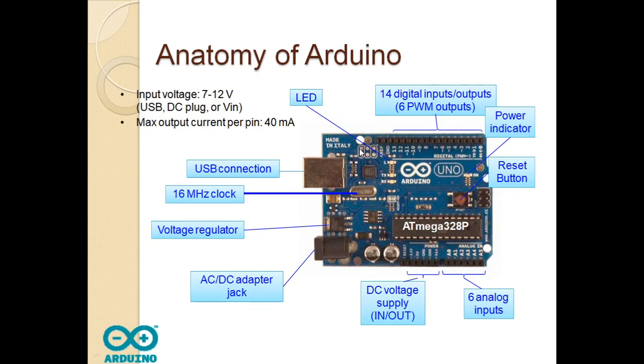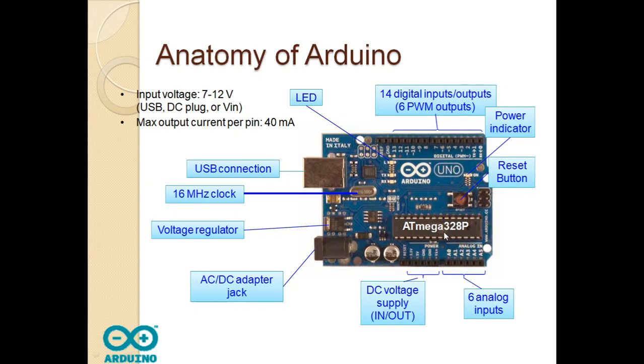Then along with the Arduino Uno, you will get one wire as well, which is for the USB connection. One end of the wire will be connected to this jack and the other end can be connected with the computer. Through this wire the communication happens between the computer and the Arduino Uno. Then we have a 16 megahertz clock or oscillator, and then we have a voltage regulator also, which regulates the voltage on the Arduino board.